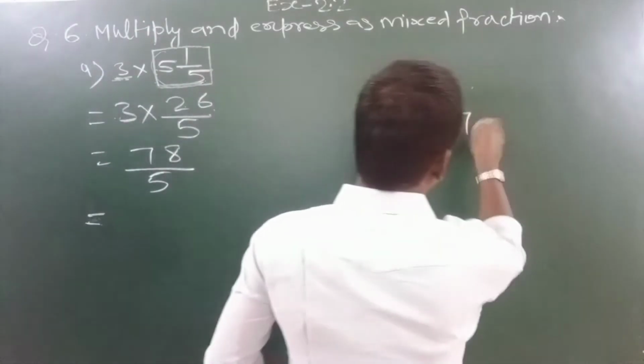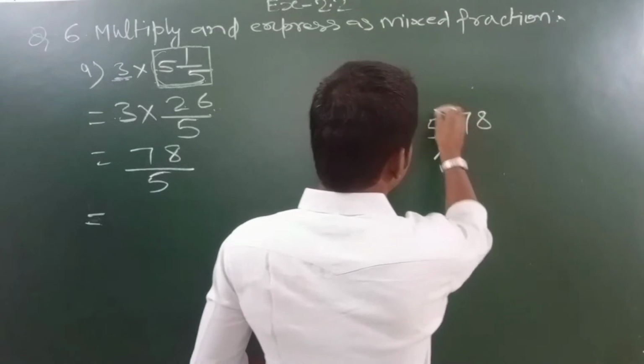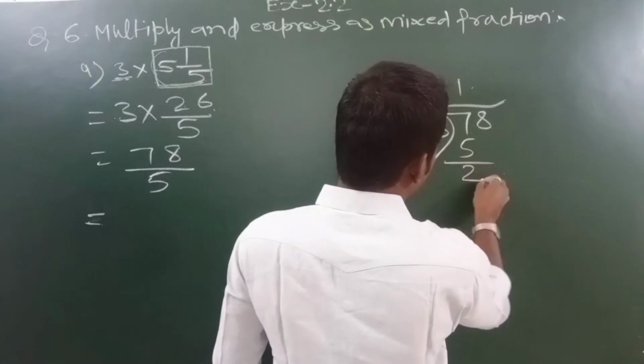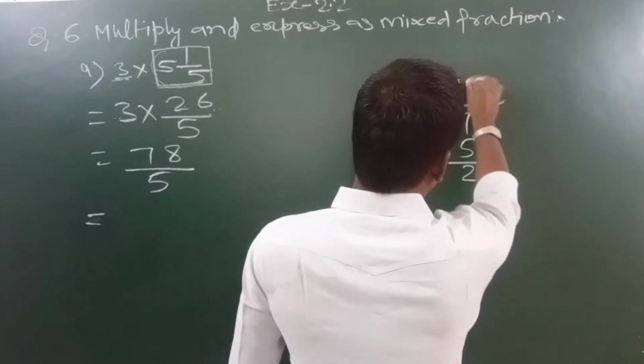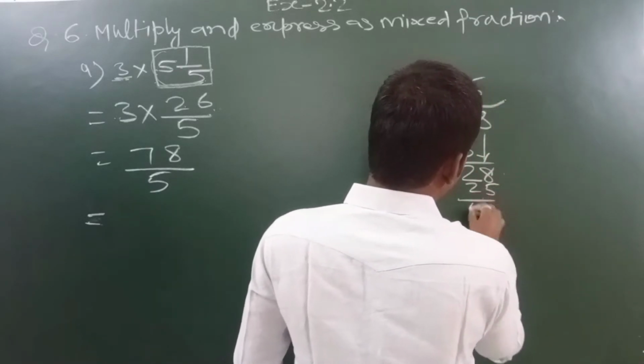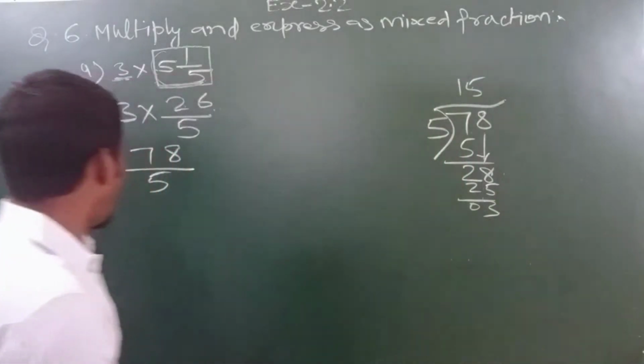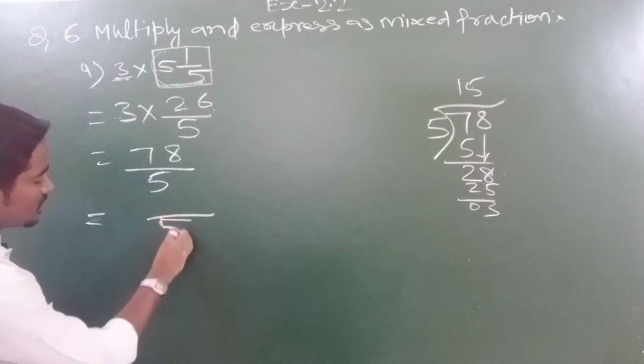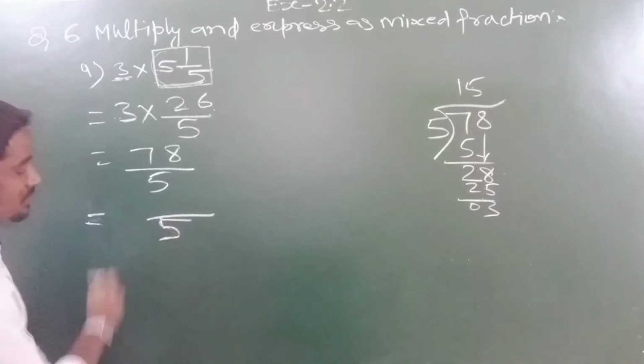Now how are we converting? We are dividing 78, whatever number is there. Here 5 1s are 5, remaining 2, here 8 will come down, 5 5s are 25, remainder is 3. Now what we are doing: our denominator is remaining the same, students. Our denominator is remaining the same.